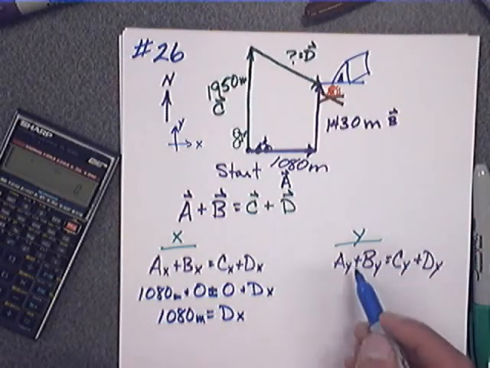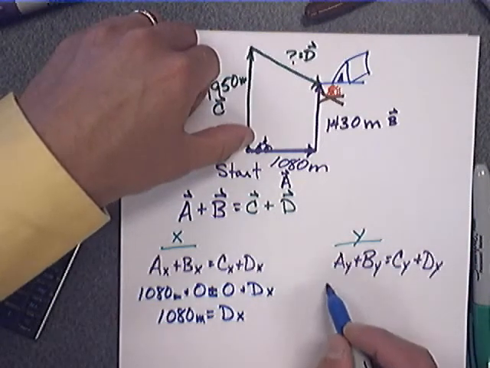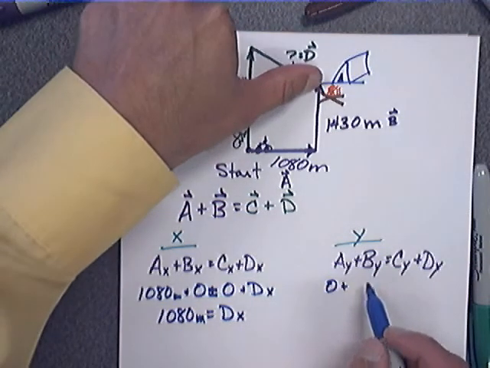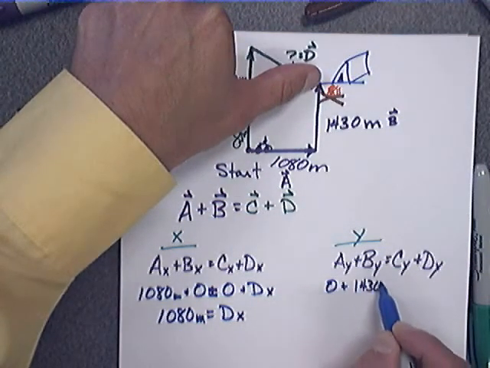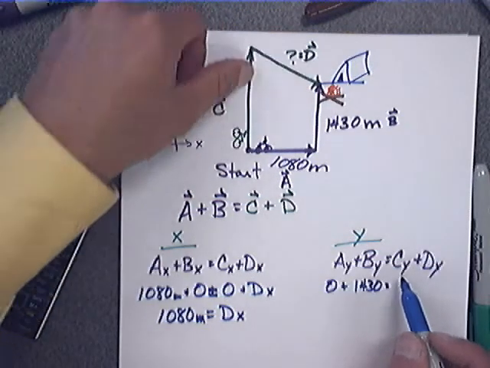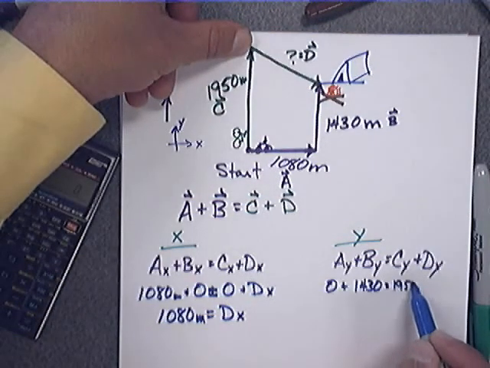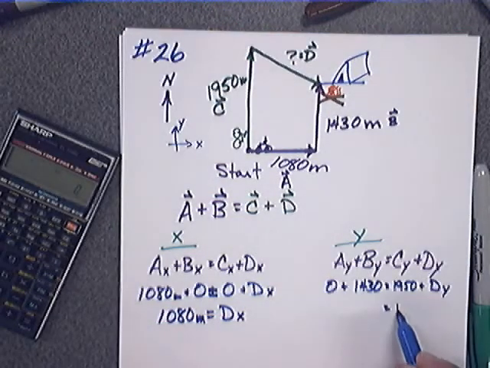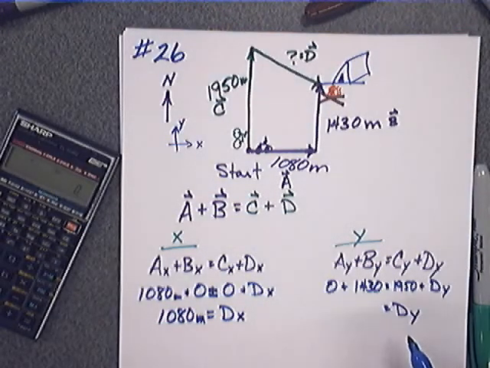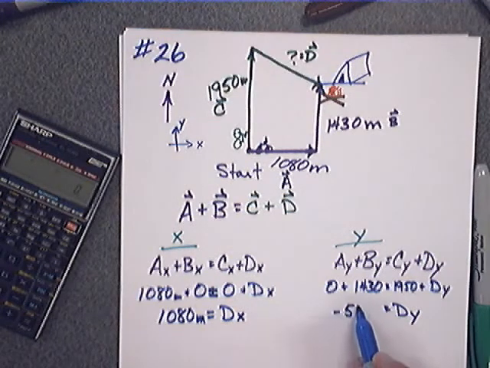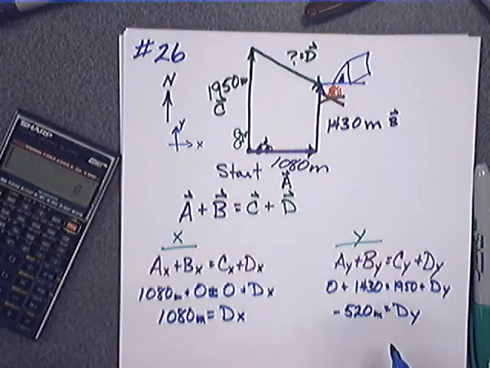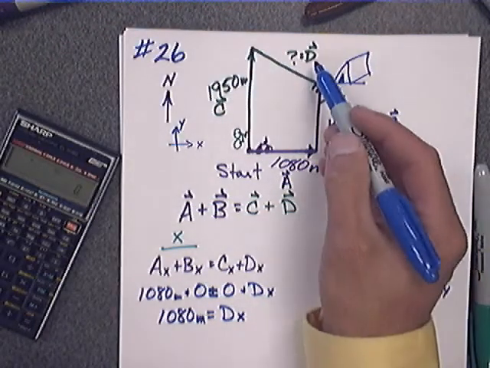In the Y direction, A has no component in the Y direction. B is all in the Y direction, 1430. C goes 1950 in the Y direction. And now we need to know what D is in the Y direction. Do some nice simple math, and we end up with negative 520 meters. So the bicyclist has to backtrack a little bit. So now we need to figure out how long D is.